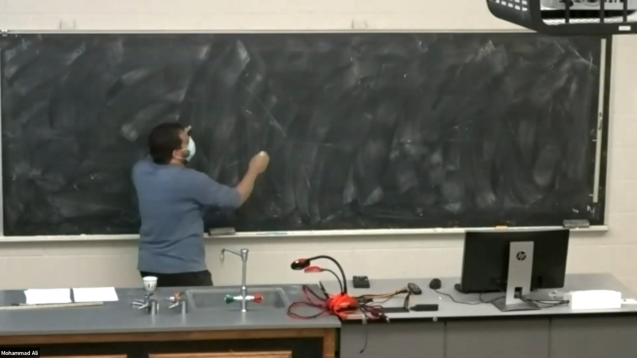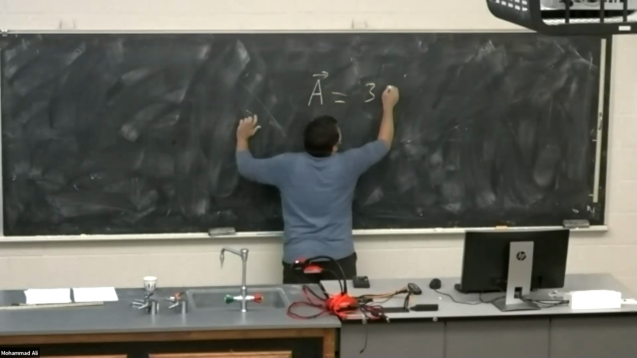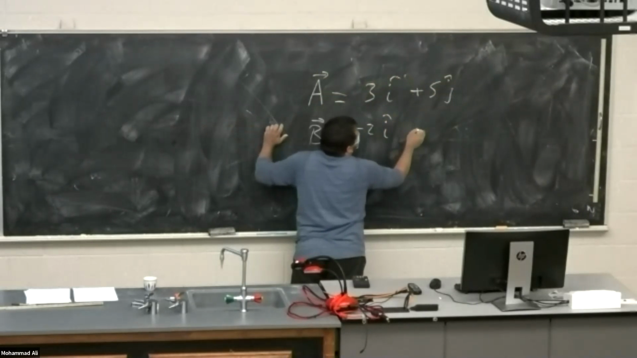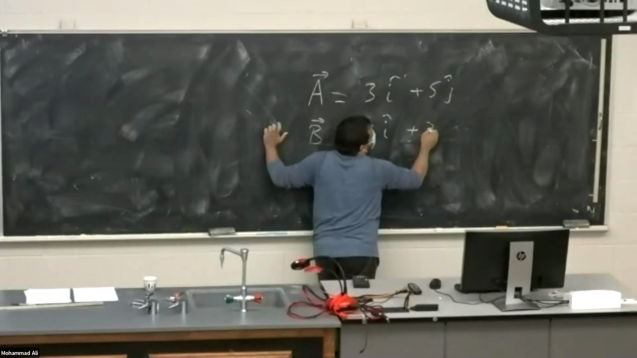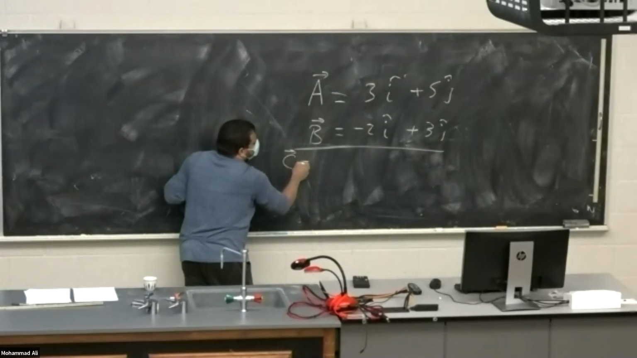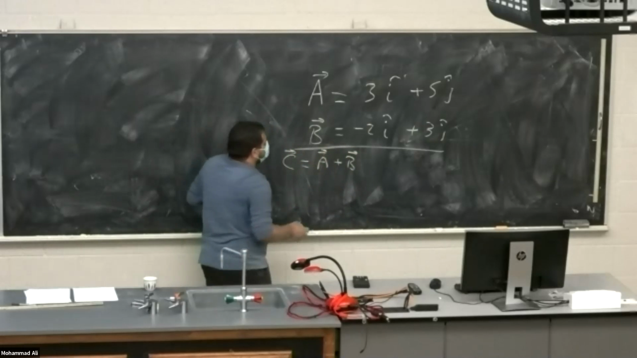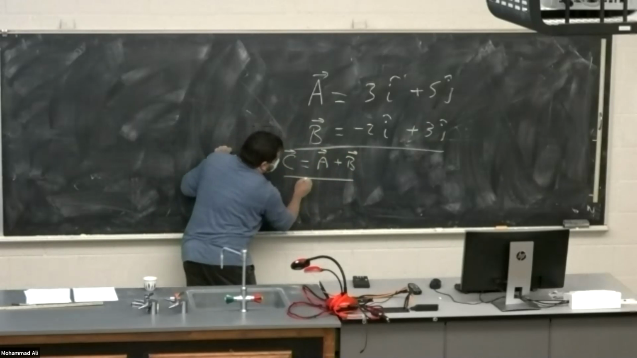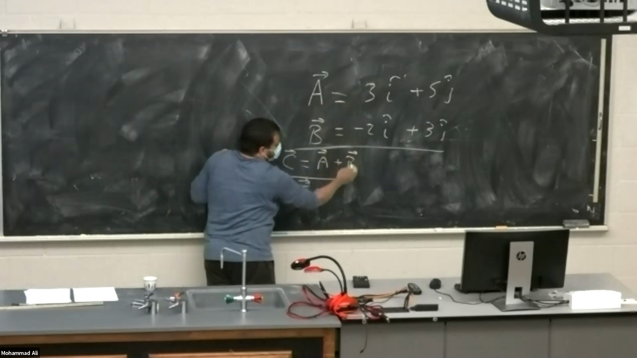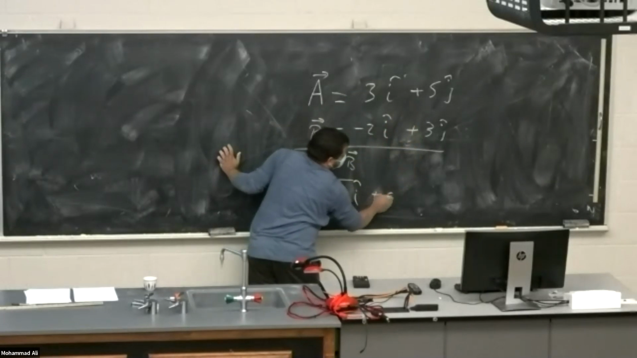This example, just to talk about this. A, B, 2 vectors. A is equal to 3 i hat plus 5 j hat. B is equal to minus 2 i hat plus 3 j hat. What if I ask you to find C equal to A plus B? It's the same. Okay. C is equal to this plus this, the component plus the component. 3 minus 2 is 1 i hat plus 8 j hat.